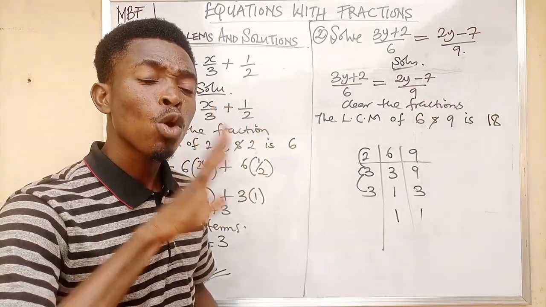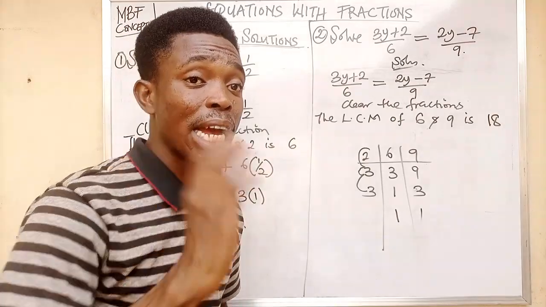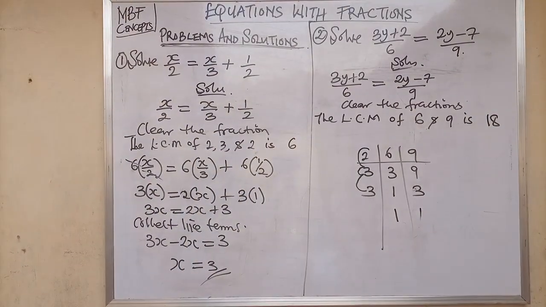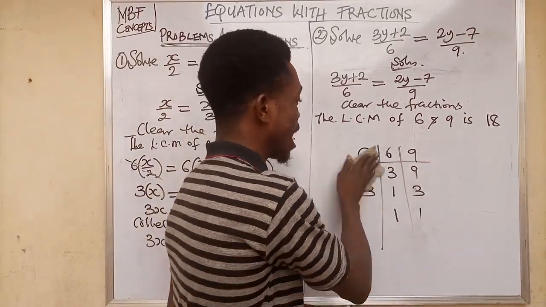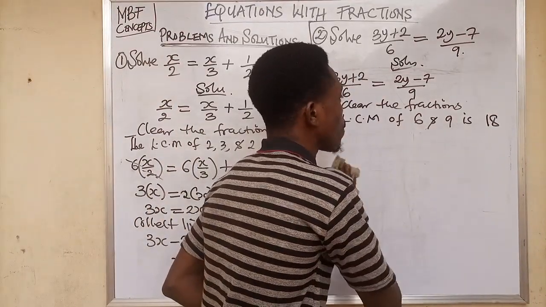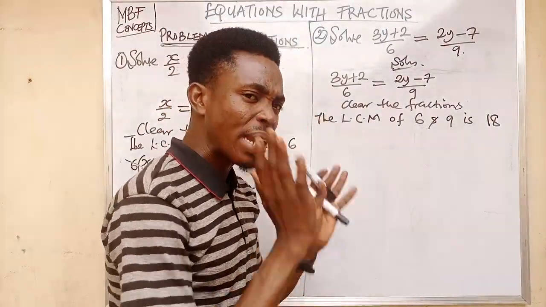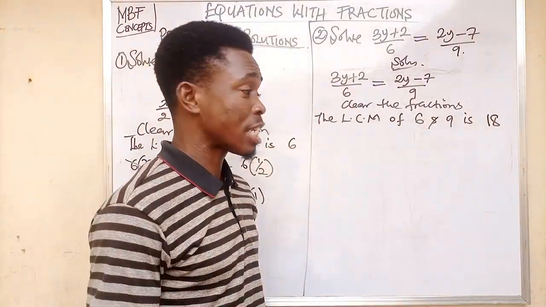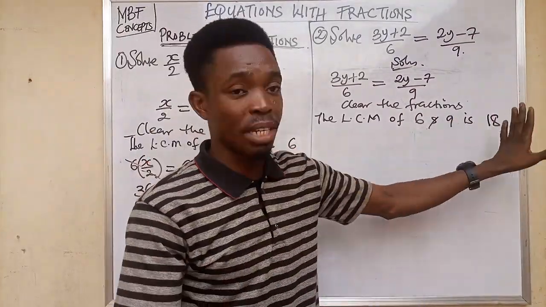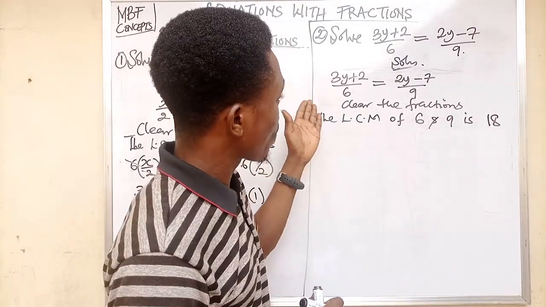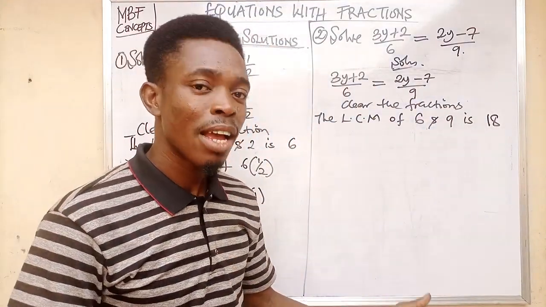This is how we obtain the LCM of 6 and 9 to be 18. So now that we have gotten the LCM of 6 and 9 to be 18, the next thing we do is to multiply this term by 18, which happens to be the LCM of the denominator. It's as simple as this. We already found the LCM of 6 and 9 to be 18. Next thing is to multiply each term here by the LCM of 6 and 9, which is 18.